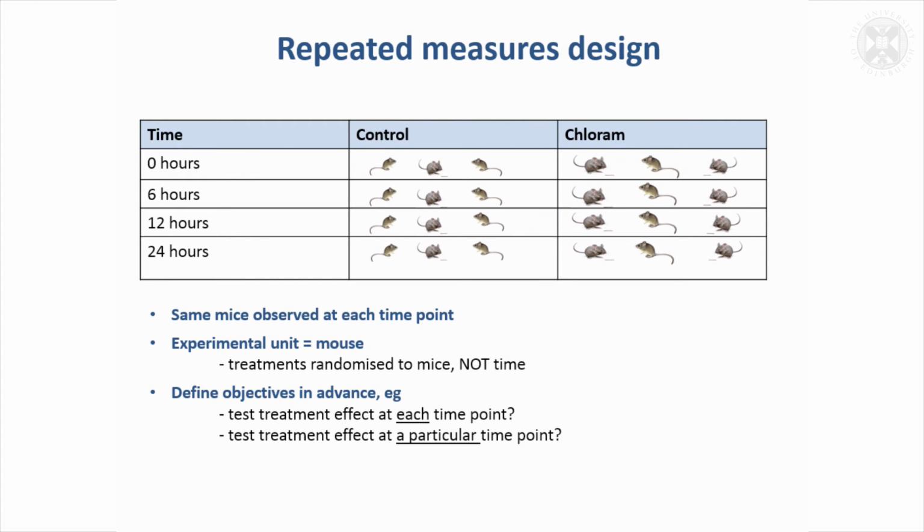When you're planning a repeated measures design, it's quite useful to think about what your objective is in advance. Is it to look at each of these time points and say, is there a difference, or is there one time point that's of particular interest that you're going to analyse? Because if you want to analyse each of the time points, there's multiple testing to consider, because you're more likely to get a statistical result if you've got multiple things to analyse, which might confuse the interpretation.